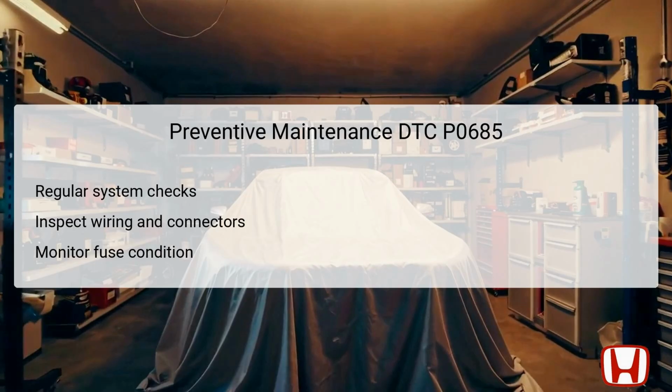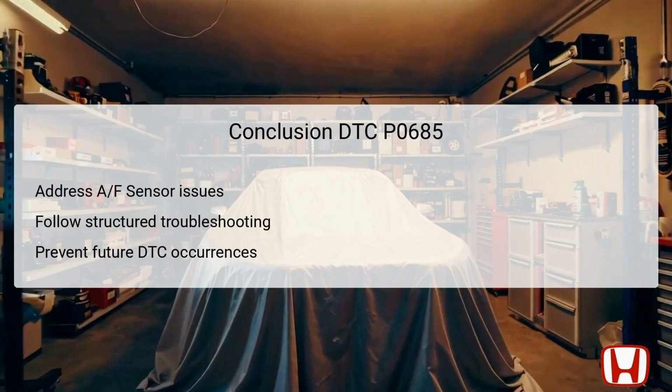Implementing these preventive measures ensures reliable operation of the AF sensor and contributes to the longevity of the vehicle's performance and emission control systems. In summary, diagnosing and addressing DTC P0685 is essential for maintaining the performance and efficiency of your Honda Civic. The AF sensor plays a significant role in emissions control and fuel management, making its functionality critical. Following a structured troubleshooting approach ensures that the underlying cause of the DTC is identified and resolved effectively. Additionally, implementing preventive maintenance measures can help avoid similar issues in the future.